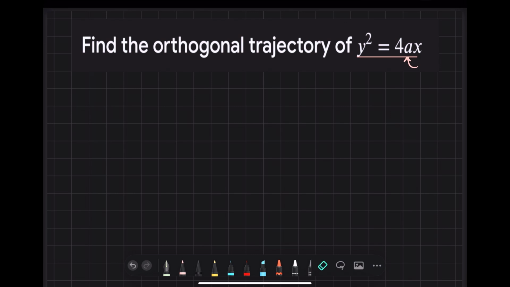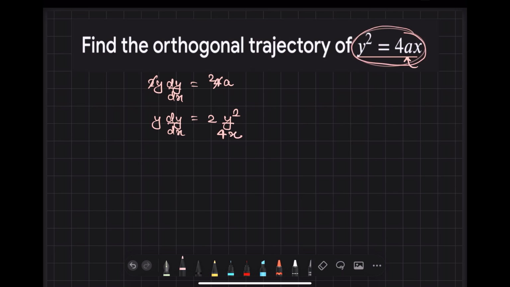So do it with respect to x. Differentiation of y square will become 2y dy by dx, and then we have differentiation of 4ax, which will become 4 times a. So this thing is gone. Now can I say that the value of a, like, look at this, I have to replace this a, so dy by dx is 2 times a. Who is a? A is y square by 4x. So we have extracted the value of a from here.